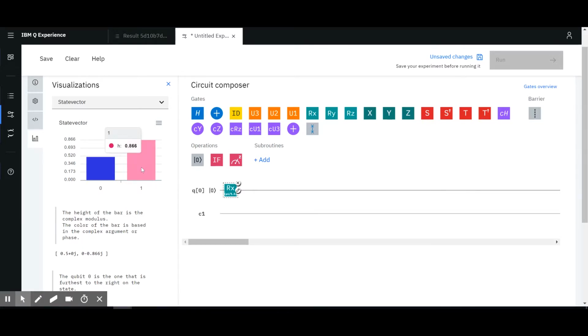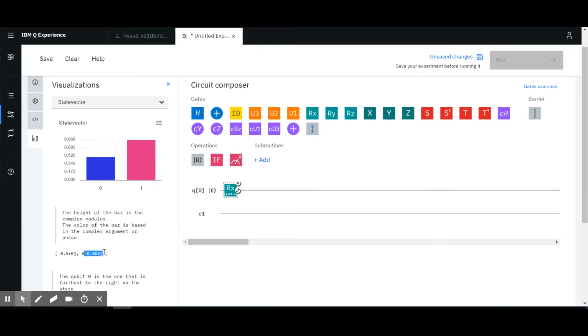But it's important to note that the color is important, because you're basically encoding information into, let's call it, the pink dimension. So you're encoding information in the complex component.